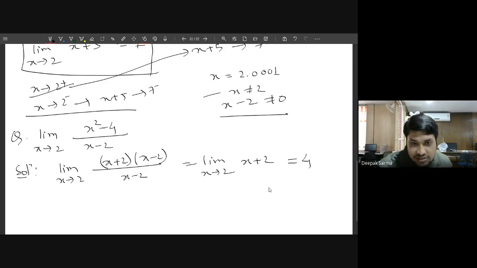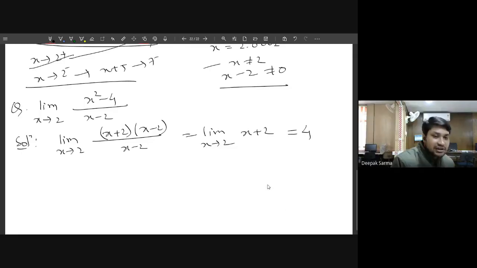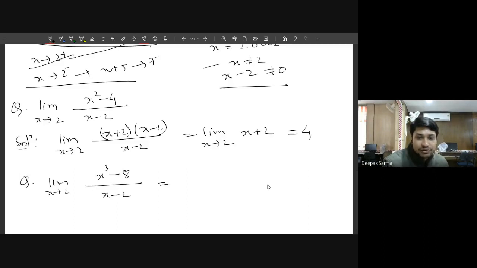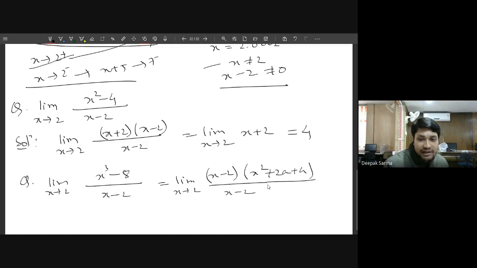Similarly, you can consider some other function. Let us try to consider something like this, x cube minus 2 cube, which is 8, over x minus 2. Let me write here. Similarly, I can proceed. What I can write? I can write here x minus 2, and if I expand it, here I have x square plus twice a plus 4. If I expand a cube minus b cube, I can write this way? Yes or no? Similarly here, because x minus 2 is not equal to 0, they will cancel out. I can write this way.